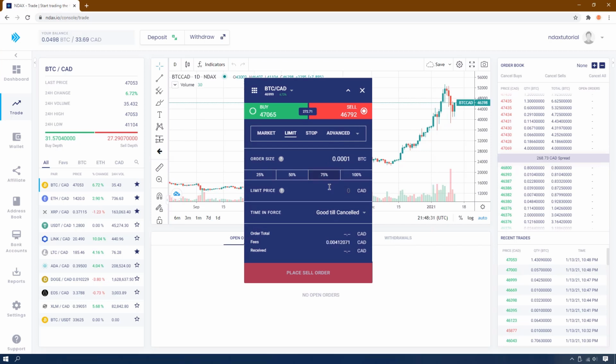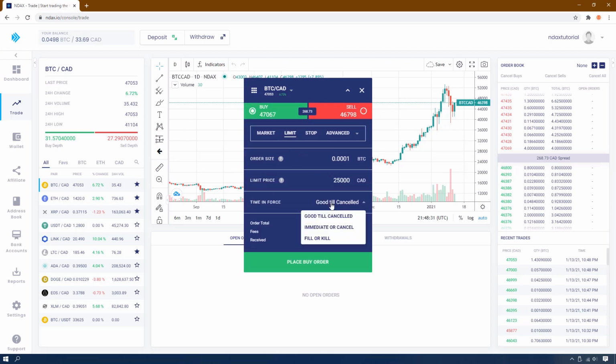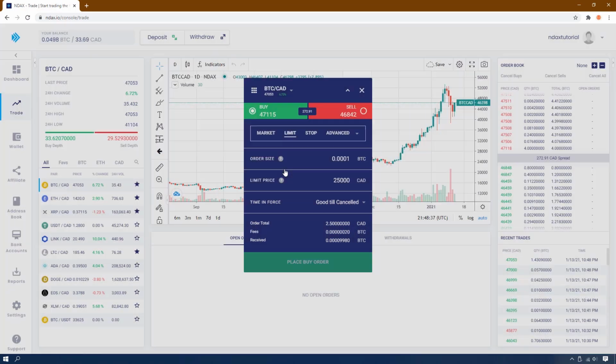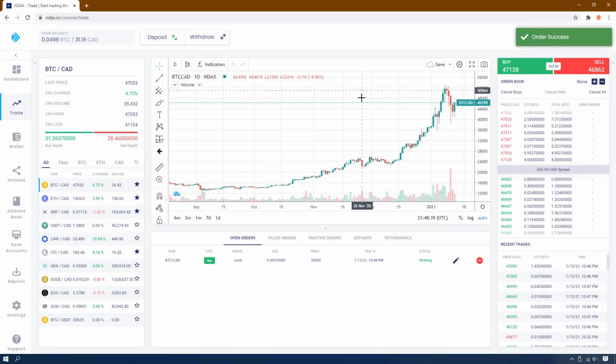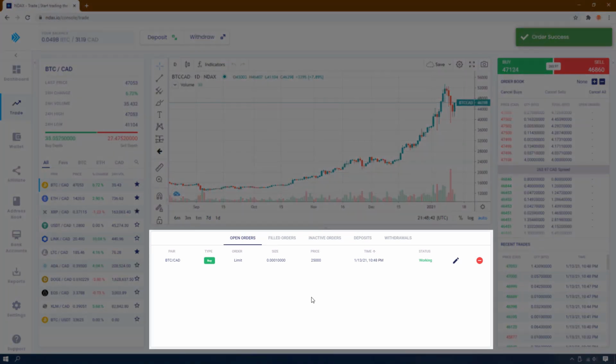Here you can set the amount and the price at which to sell. Just keep in mind that the limit price needs to be higher than the current market price, otherwise the order will fill automatically since the price condition you've set has already been met. Finally, click Place Buy Order and confirm your order. You will find the order in the Open Orders tab where you can edit or cancel the order by clicking here.